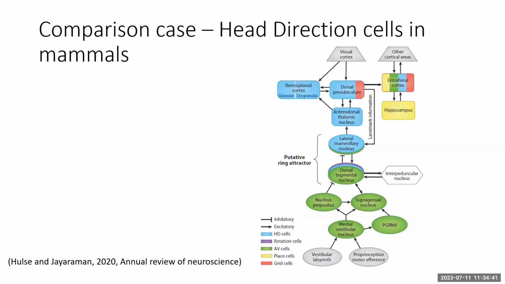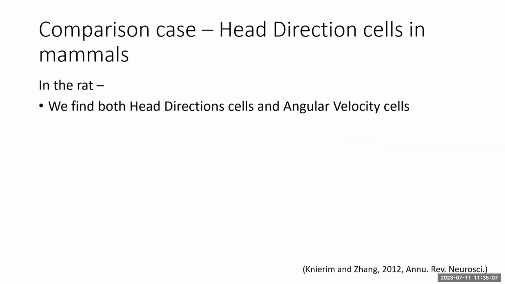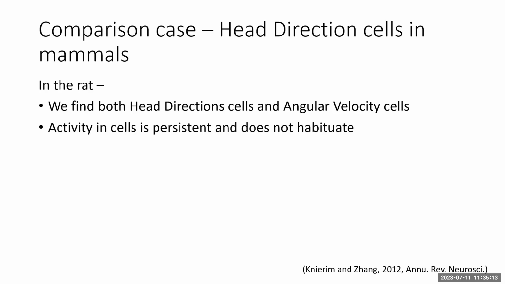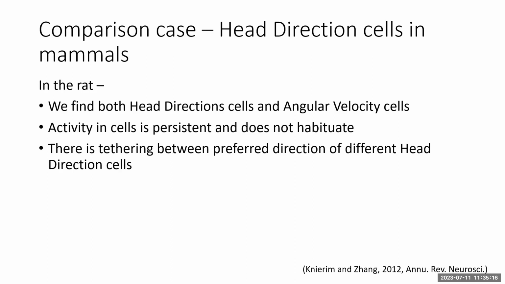a useful case to think about is head direction representation in mammals. This is in rats, and we also find head direction neurons in mammals, and we find them not in a specific anatomical ring, but in a variety of brain areas. HD cells, all the blue colored areas are areas where we find head direction cells. So what can we say about head direction representation in rats? We find head direction cells, we find angular velocity cells, we find that activity in these cells is persistent and does not habituate in accordance with what we expect from head direction. We find tethering between preferred direction of different head direction cells. So if I change the environment, the relationship between the head direction cells remains the same.